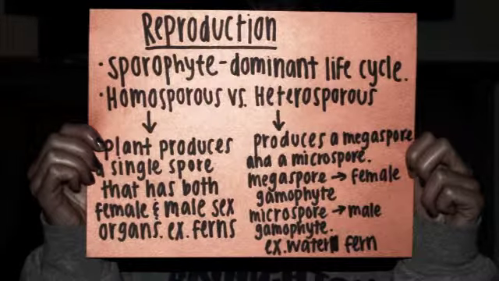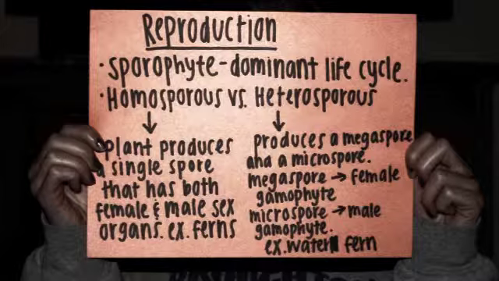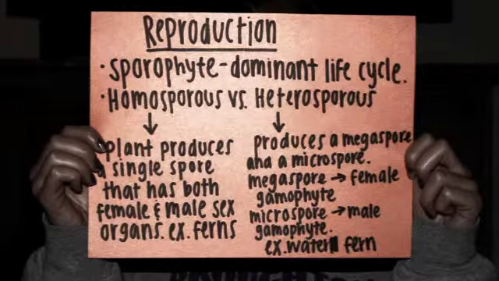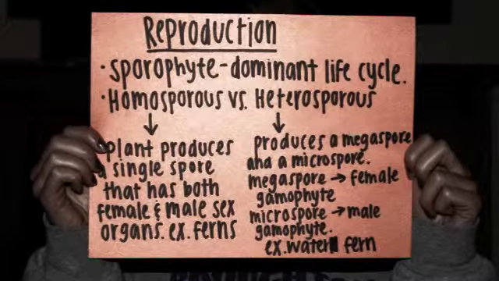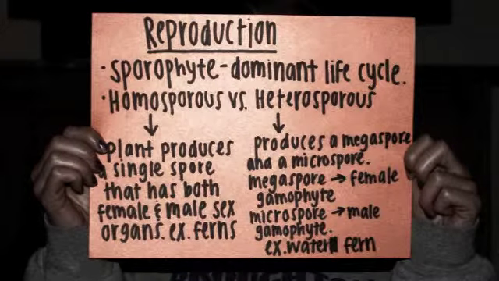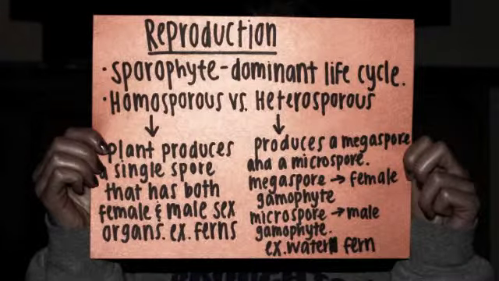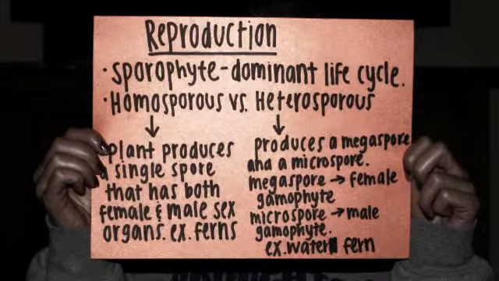The other type of reproduction is heterosporous. In this, they produce a megaspore and a microspore. A megaspore is a female gametophyte, and a microspore is a male gametophyte. And an example of a heterosporous life cycle is a water fern.